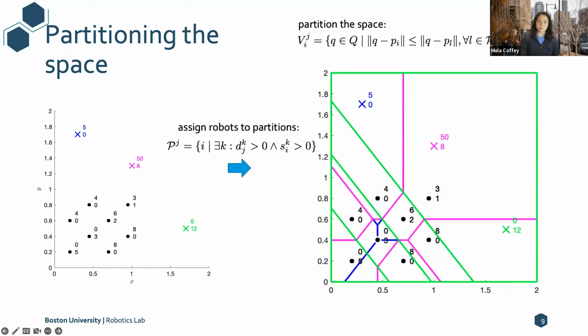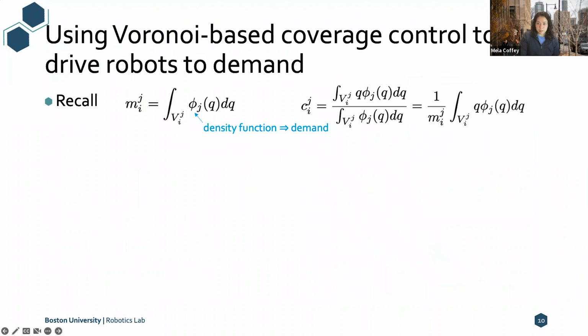Given that partition and the density function, we compute the centroid and the mass of each cell. So recall these formulations for the mass and the centroid related to the density, and we'll use the density to represent the demand.